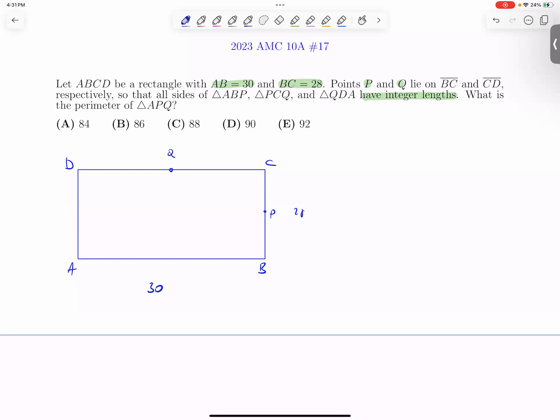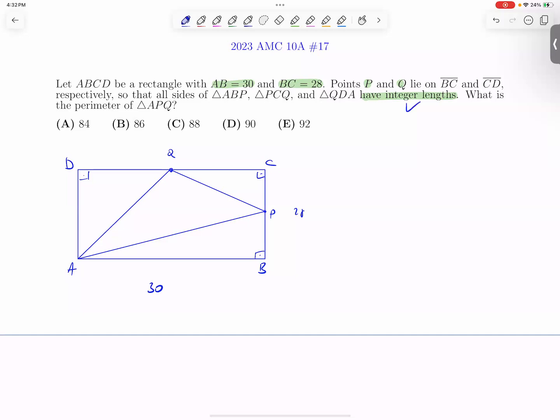We have triangle ABP. We have to connect AP. Triangle PCQ, this triangle. These are all right triangles since we have a rectangle here. And finally, QDA, this right triangle. These have integer side lengths. We are looking for the perimeter of APQ.